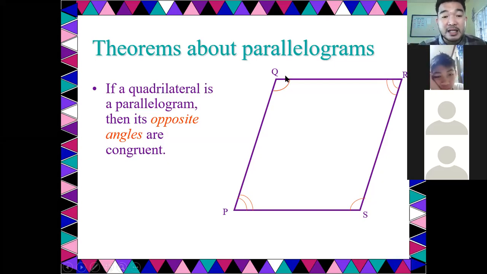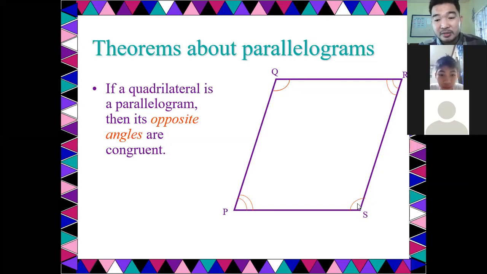Sabi natin, pag parallelogram, yung two opposite angles magkamukha. Okay? So si angle Q at saka si angle S, they are opposite. Ibig sabihin, they are congruent. Magkamukha sila. Tama? So kung ang measurement ni angle Q ay 100 degrees, Michael, ano yung measurement ng angle S? 100 po. Yon, very good.